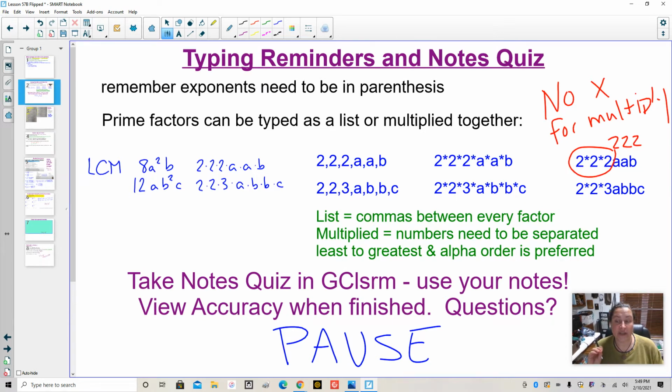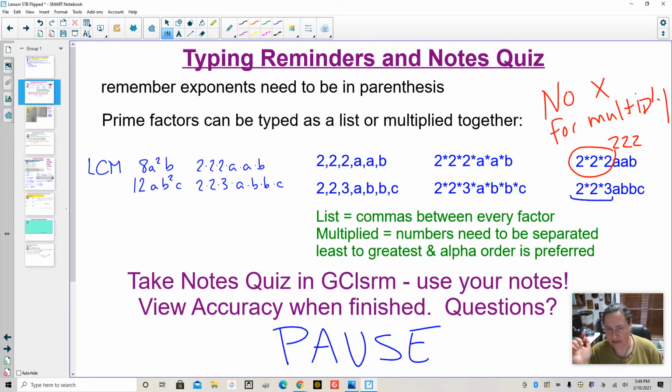Now I get when you're doing notes, you'll probably write that a bunch and you'll even see me write it. But if you're being asked for an answer and you're being asked to prime factor and show the prime factorization, you cannot write 222 because that's 222, which is not prime factored, right? So 12ab squared c is 2 times 2 times 3, a, b, b, c. You can either list them out with commas like that. You can use asterisks between every one, or you can just use the asterisks between the numbers, okay?